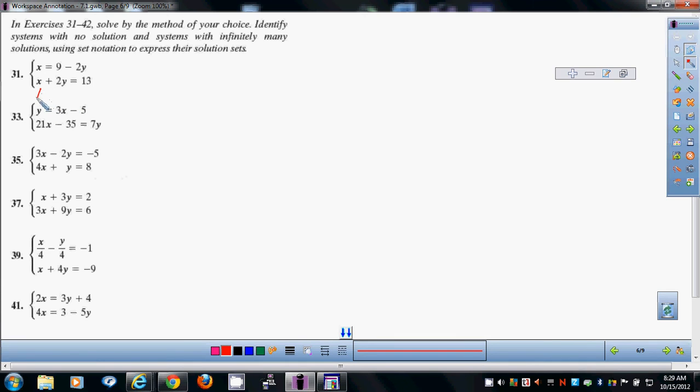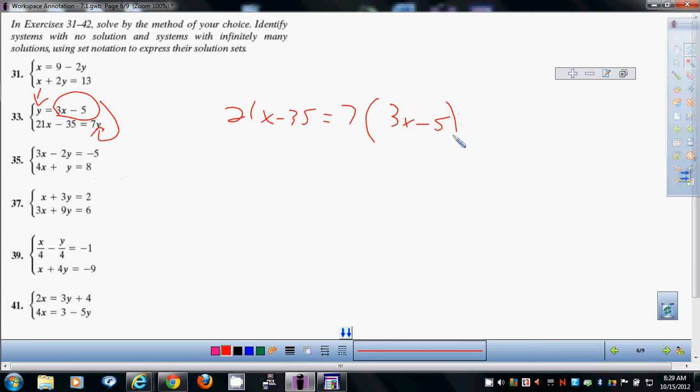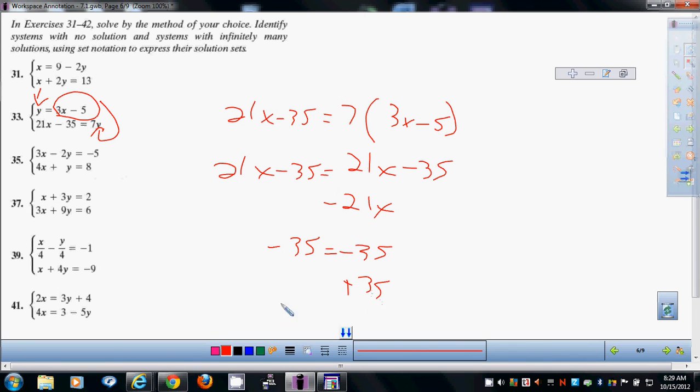Okay. How would you prefer to work this? Well, I would go with substitution because one of my equations is already solved for. But you don't have to. If you go with substitution, I'm going to plug this in for this y. So that gives me 21x minus 35 equals 7 times 3x minus 5. 21x minus 35 equals 21x minus 35. What is happening? I'll show you. Subtract 21x from both sides, you get negative 35 equals negative 35. Add 35 to both sides, and you get 0 equals 0.